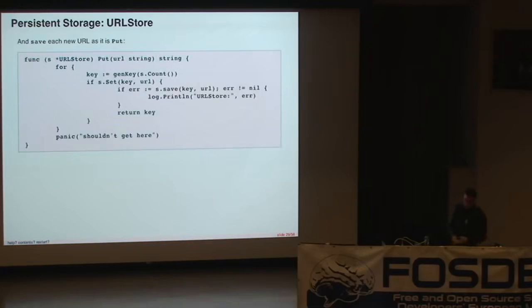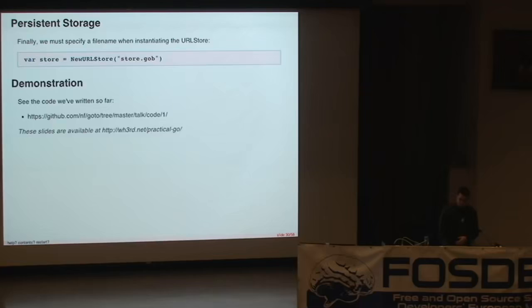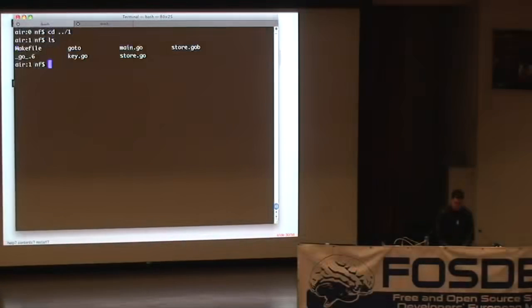Oh, and finally, we need to add a call to save each time somebody successfully makes a put. So in our put function, before returning the key, we'll call s.save, passing in the key and URL. And then if there's an error with that, we'll log it. Oh, and the last thing is when we instantiate our store in the top level of our program, we need to provide some file name where the data will be written and read from. So I can show you what we've written so far.